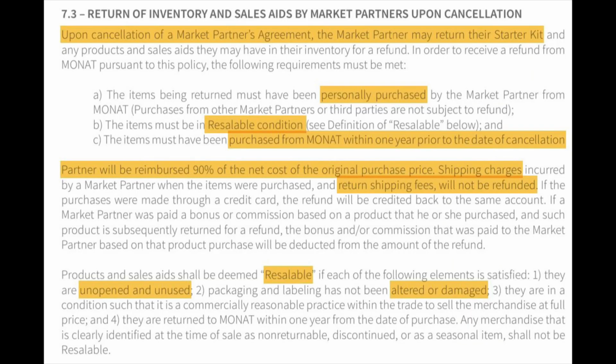And then section 7.3 talks about cancellations and what happens. It says here that upon the cancellation of a market partner's agreement, the market partner may return their starter kit. And the starter kit needs to meet these 3 requirements. It needs to be a starter kit that you personally purchased. It needs to be in resellable condition. And it needs to be a starter kit that you purchased within 1 year.